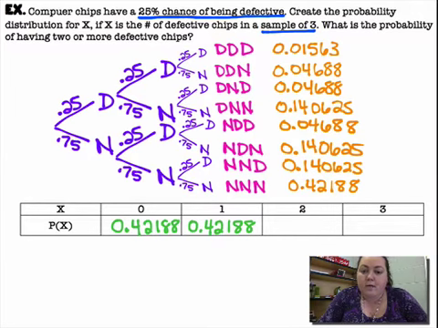If I add the ones that have 2 defective chips, so it has 1 n and 2 d's, doesn't matter the order, I get 0.14064. And then I only had one situation where all 3 of them were defective, and that was 0.01563. So there's my probability distribution for the computer chips.